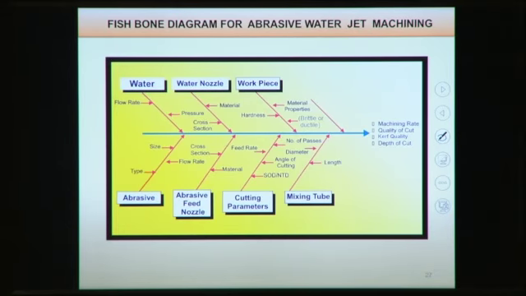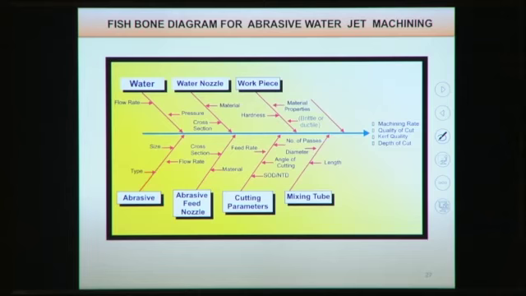These are the different parameters which are used. In case of water, the flow rate of this water jet is an important parameter. Then the pressure of this water is also an important parameter. Then the nozzle: nozzle material is important because the nozzle life depends on this material. And the cross section of the nozzle is also important. You can use a circular cross section, a square cross section, whatever you want. So you can use different kinds of nozzle cross section.